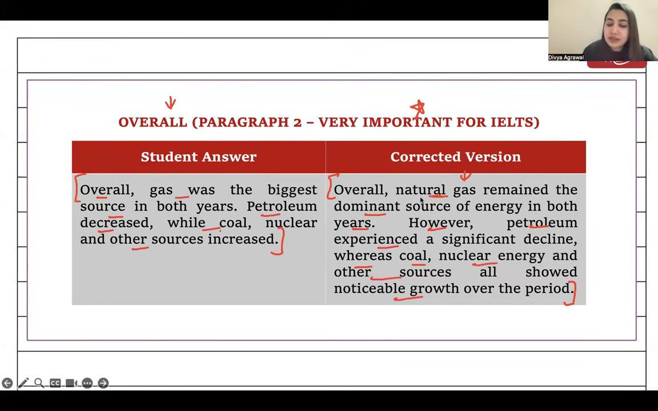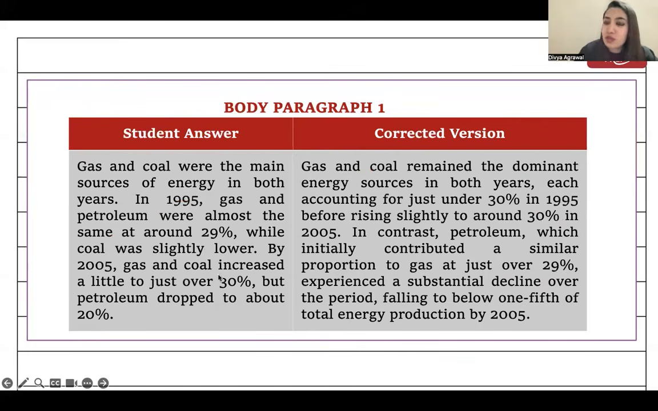So now you can clearly see what is the difference from this overall to this overall. Now let's move ahead to another paragraph, which is body para 1. Now this is our body para 1, guys. Pay attention to this. In this body para, the student has written it like this. Now you tell me one thing. Can we not compare both of the figures? Right? We can obviously compare.